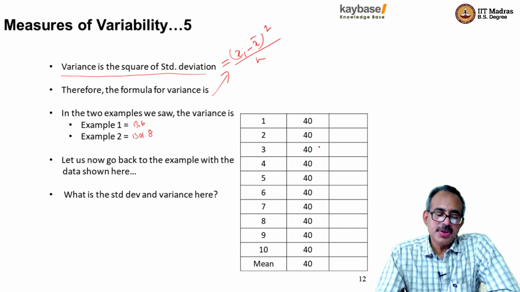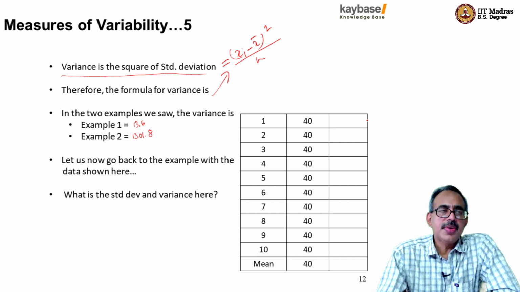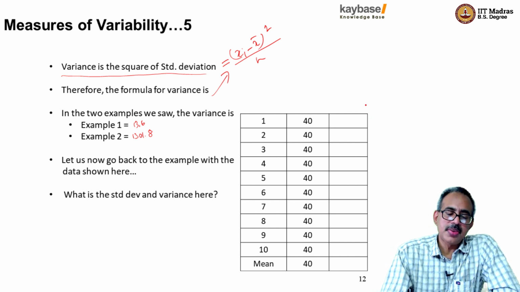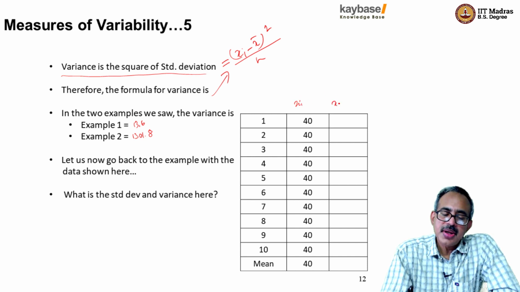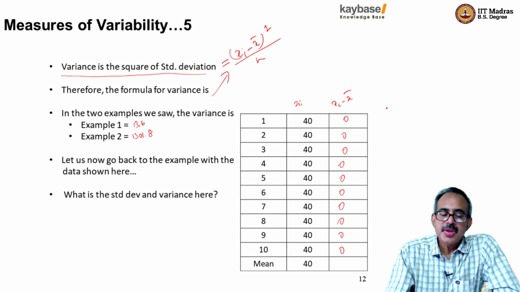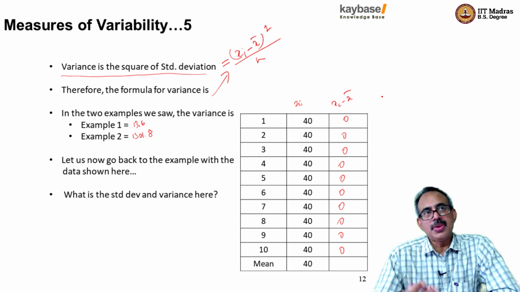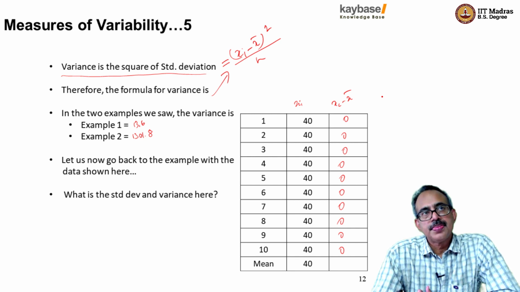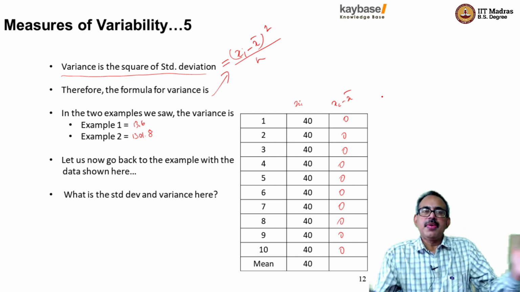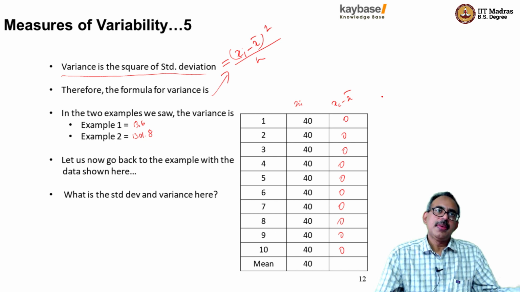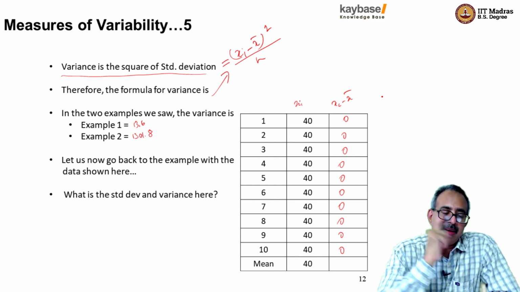Now let's go back to the example with the original data that we had. What is standard deviation here? There's no variability at all, so it should be 0. Can we cross check this mathematically? We should be able to. So 40 minus 40, xi minus x bar is 0, 0, 0, 0, 0, 0, 0, 0, 0, 0. So the sum of all 0s is 0. Absolutely. So logically the formula is perfect. When there's no variability, the formula gives you a result of 0.